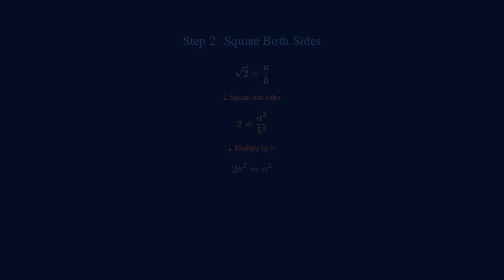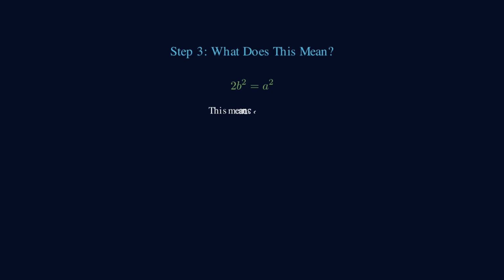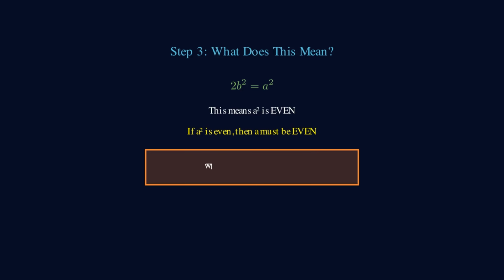Step 3. Here is where the magic happens. Since 2 times b squared equals a squared, this tells us that a squared is an even number. But here is a crucial fact. If a number squared is even, then the original number must also be even. Why? Because only even times even gives you an even result.